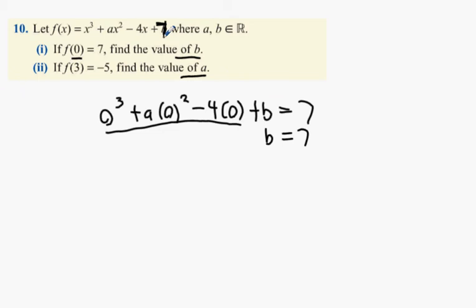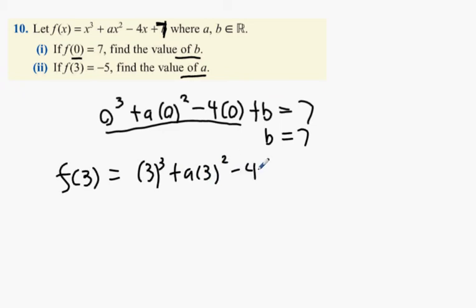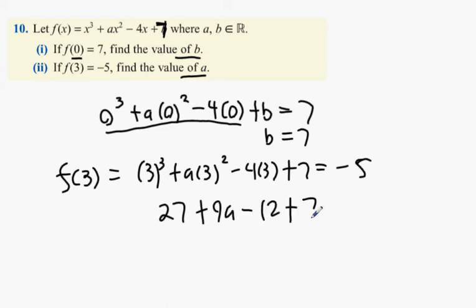Replace all x's with 3's. 3 cubed plus a times 3 squared minus 4 times 3 plus 7 equals, what does it equal? What's the output after we put in an input of 3? Minus 5, exactly. What happens next? 27 plus 9a minus 12 plus 7 equals minus 5.